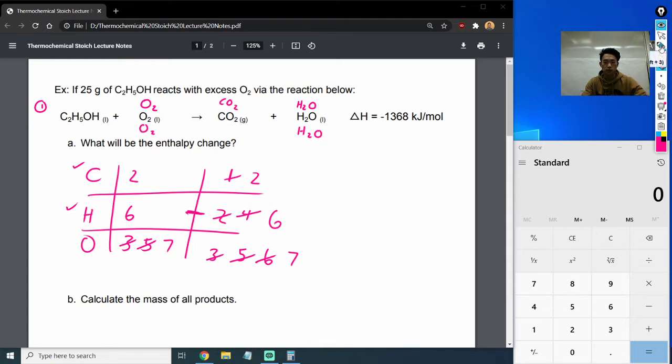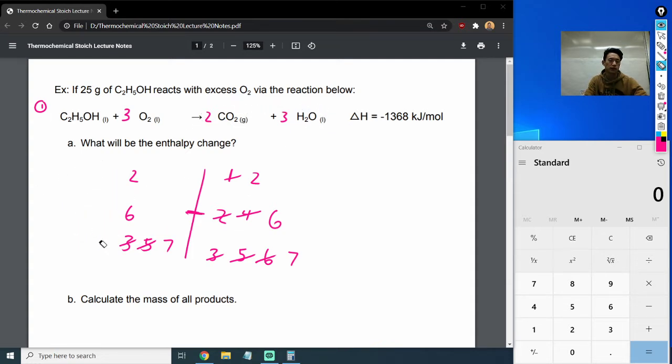Okay, so my coefficients, or the numbers that go in front, I'm going to put a 3 in front of O2 because there's 1, 2, 3. I'm going to put a 2 in front of CO2. And then for the H2O, I'm going to put a 3 in the front. And there we go. We have our balanced chemical equation. So I know that was a little bit longer, but you guys are already used to practicing longer balancing equations.